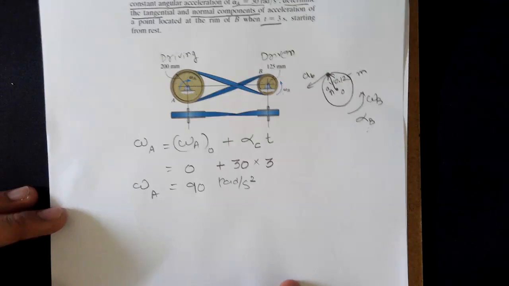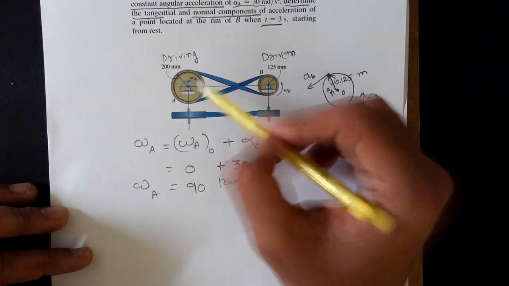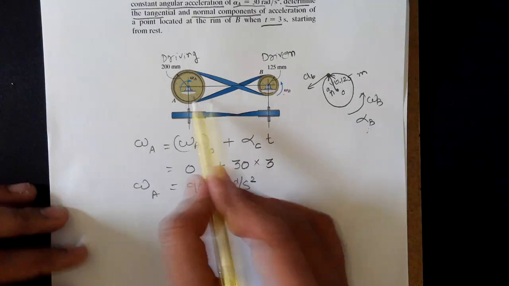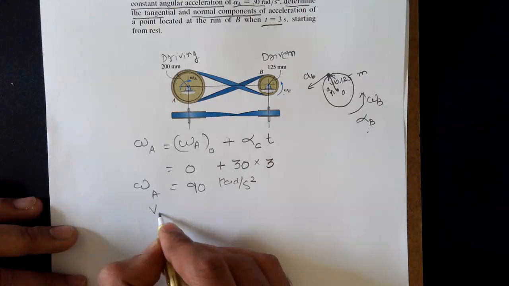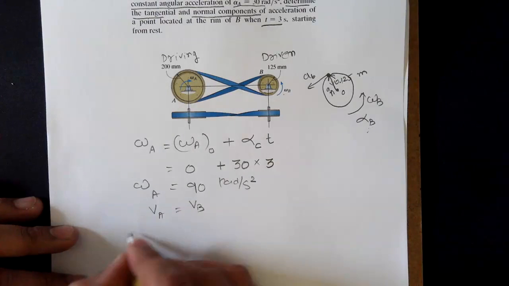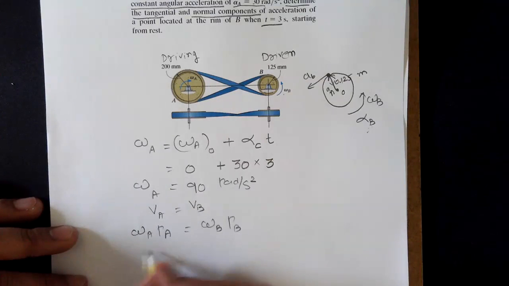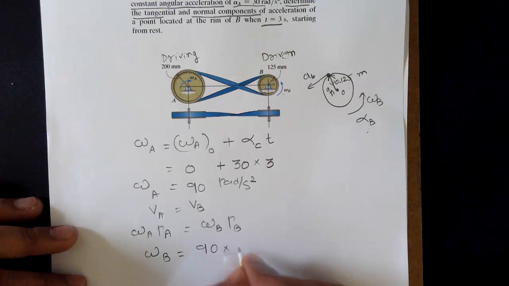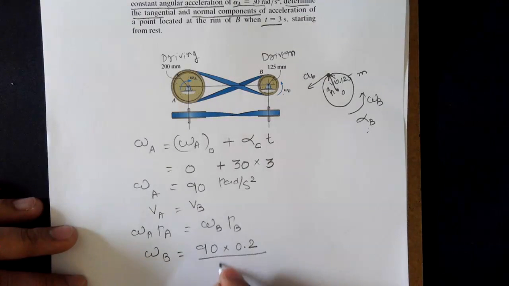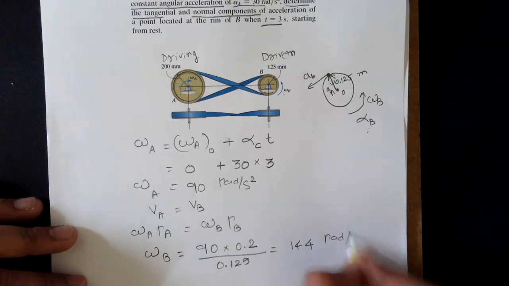Now there is no slip of the belt between pulley A and pulley B. It doesn't say that anywhere in the problem, but you assume there is no slippage of the belt. You can consider A and B similar to gears. So A and B both have the same surface speed, so the velocity of A is the same as the velocity of B. That means omega A RA is equal to omega B RB. From this equation we can calculate omega B, which is omega A, 90, multiplied by the radius of pulley A, 0.2 meters, divided by the radius of pulley B, 0.125 meters, and this number is 144 radians per second.